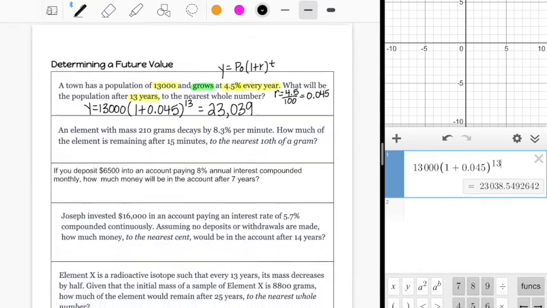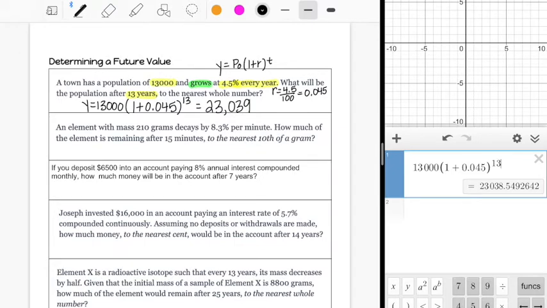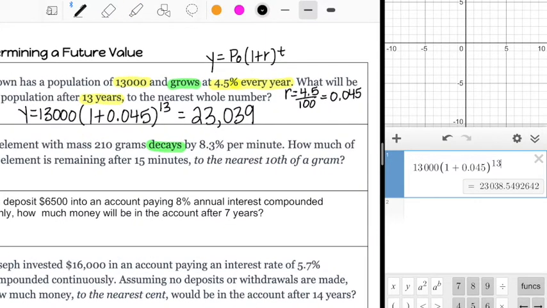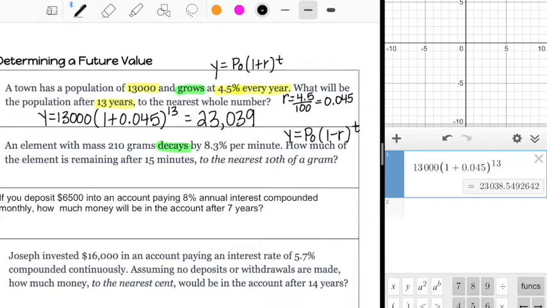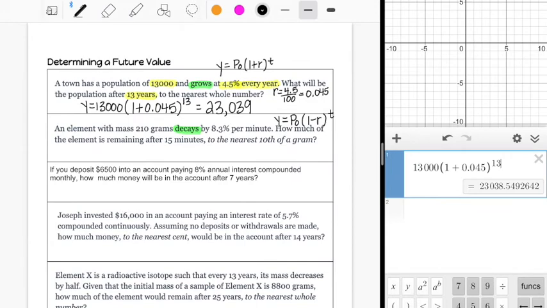All right, so for the next problem, it says an element with a mass of 210 grams decays by 8.3% per minute. How much of the element is remaining after 15 minutes, and round to the nearest 10th gram. So again, no keywords here other than the keyword of decay. So decay means we're going to decrease. So this time we're going to be doing my decay problem. Nothing else. It didn't say half-life. It didn't say compounded. It didn't say continuous.